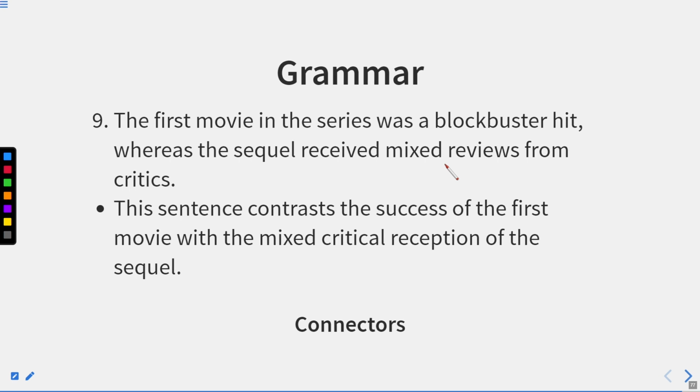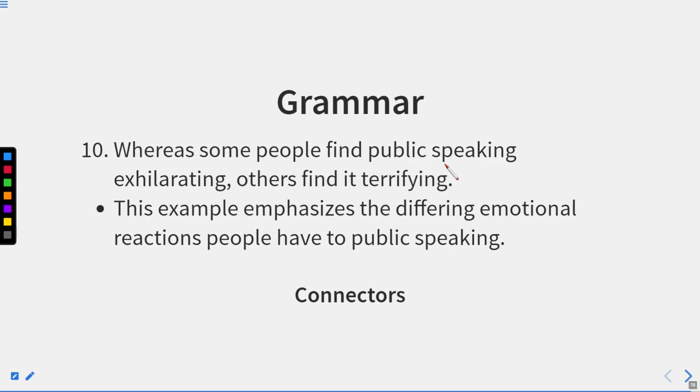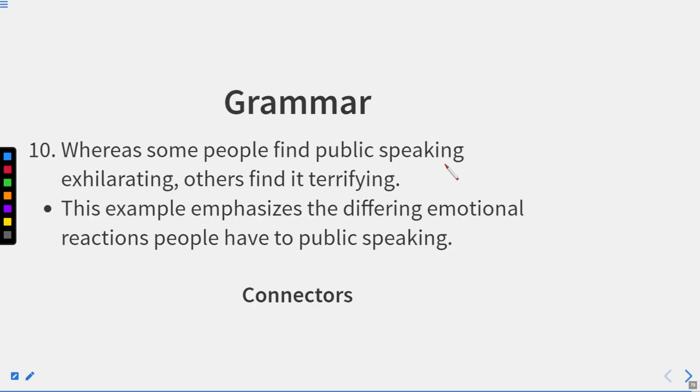The first movie in the series was a blockbuster hit, whereas the sequel received mixed reviews from the critics. The sentence contrasts the success of the first movie with the mixed critical reception of the sequel. Whereas some people find public speaking exhilarating, others find it terrifying. This example emphasizes the differing emotional reactions people have to public speaking.